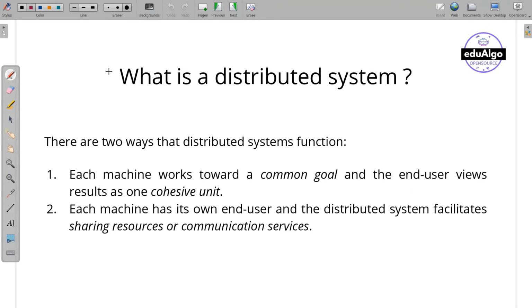There are two ways that a distributed system functions, and both ways are quite familiar to you if you have studied a little bit of computer science, or even if you are a little bit aware of technology. In the first, each machine works towards a common goal, like an engine. Whenever we are using an engine, we know the input, we know our goal, and we know the purpose of the engine. We really don't know how the engine functions, or its inside architecture. Here the distributed system is this engine, and the common goal is the output.